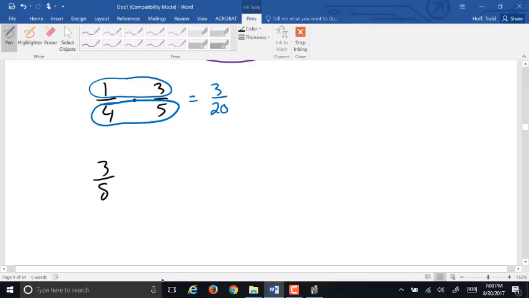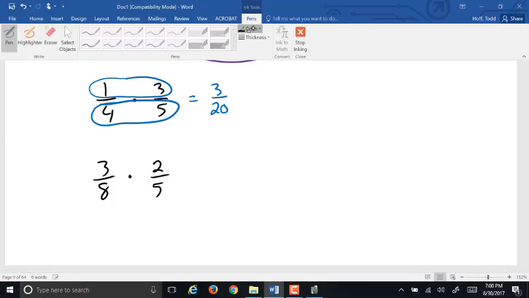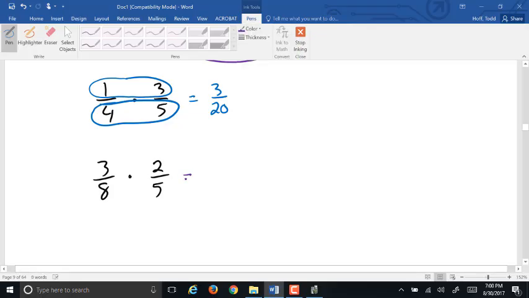We might have 3/8 times 2/5. What am I going to get there? 3 times 2 is 6. 8 times 5, 40. Now at that point, I notice, what can I do with this?